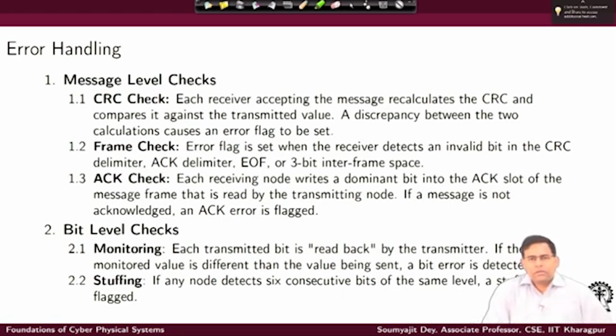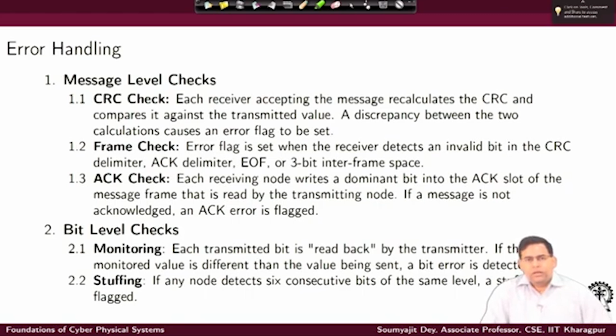These are things we have already described while we defined the CAN packets, and now we will just point out the different checks that were there. For example, you have this CRC check. Each receiver will accept the message, and by looking at the message payload, it will recalculate the CRC using the known polynomial between both the sender and the receiver, and it will compare the value. If the computed CRC is different, then it knows that the original value changed from x to some x prime, and it will accordingly send an error flag.